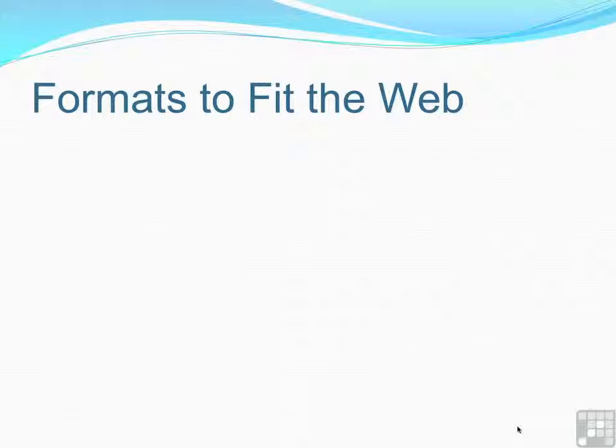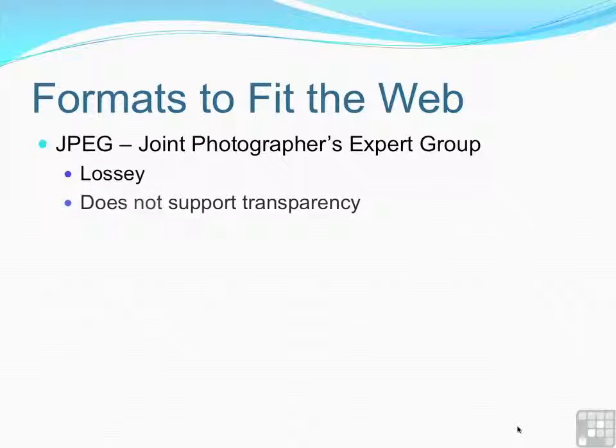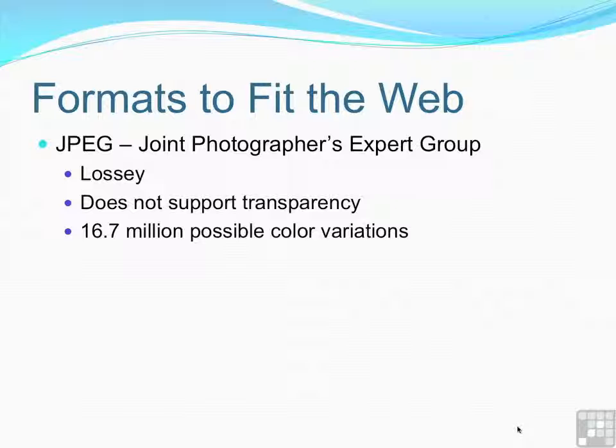The next format, of course, is the JPEG format, Joint Photographers Expert Group. It's a lossy compression method, which means it takes things away. It makes things smaller. It does not support any transparency at all. Its maximum color set is 16.7 million colors, so that's a lot of color. However, it doesn't really give you all that color. It removes color to make the file smaller.